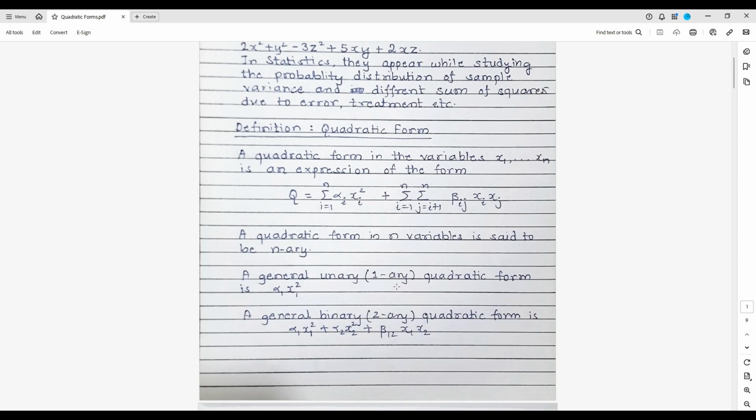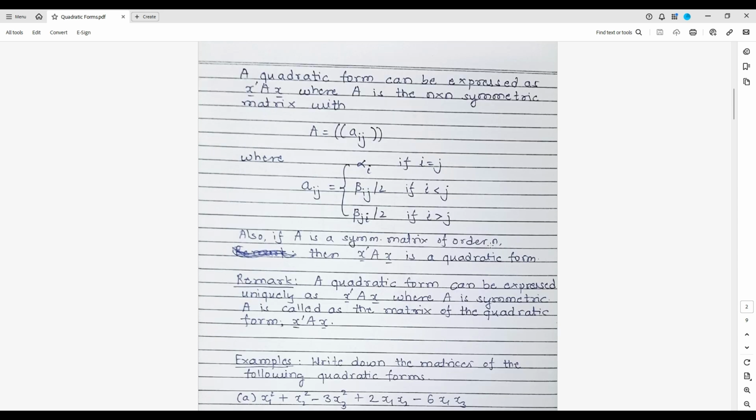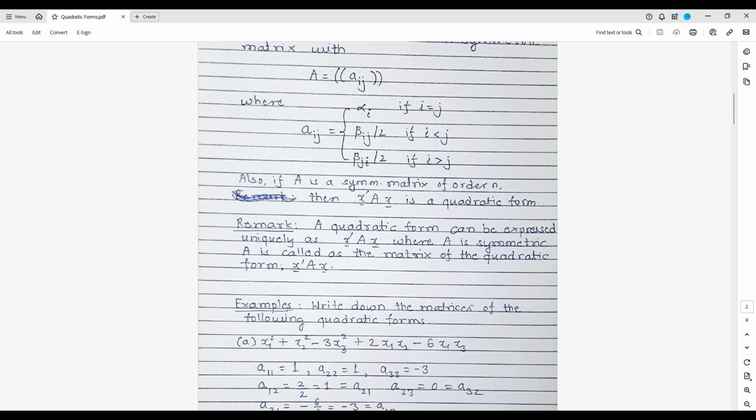So either this way you can express a quadratic form, or you can express the quadratic form in terms of matrices and vectors like this. So a quadratic form can be expressed uniquely as x prime Ax, where A is a symmetric matrix and this matrix A is called the matrix of the quadratic form. So let us now try to understand it more by going through some examples.